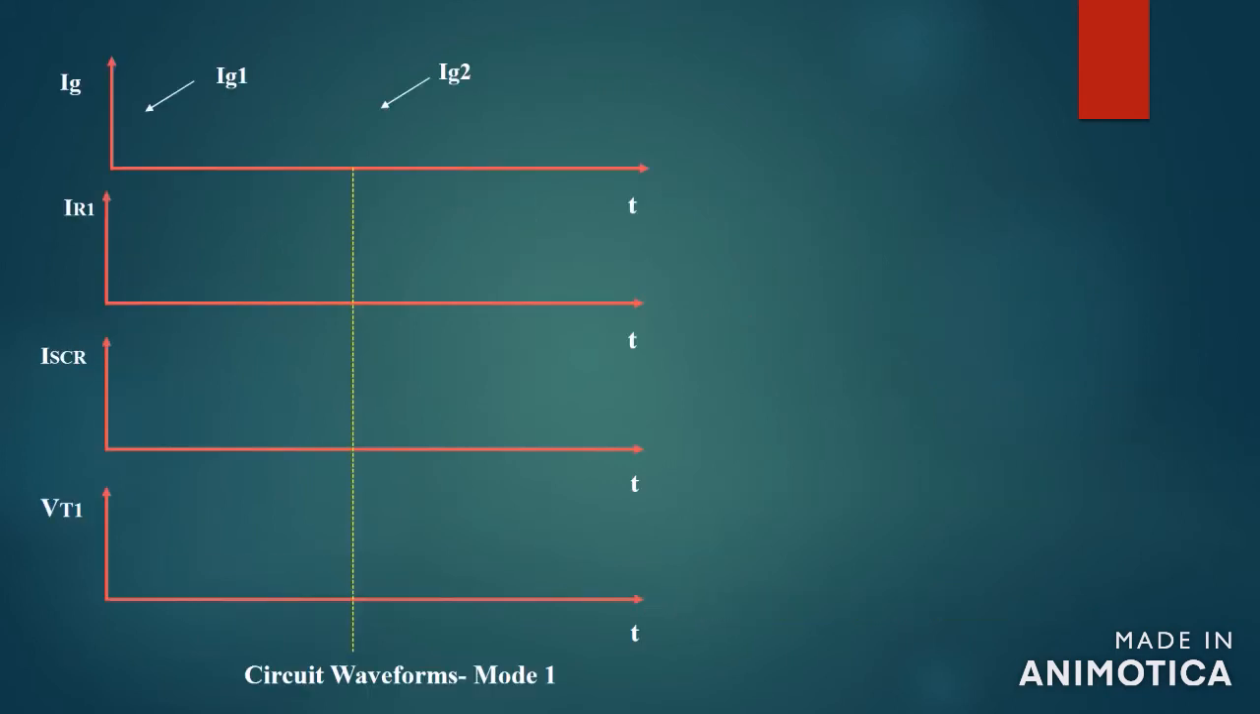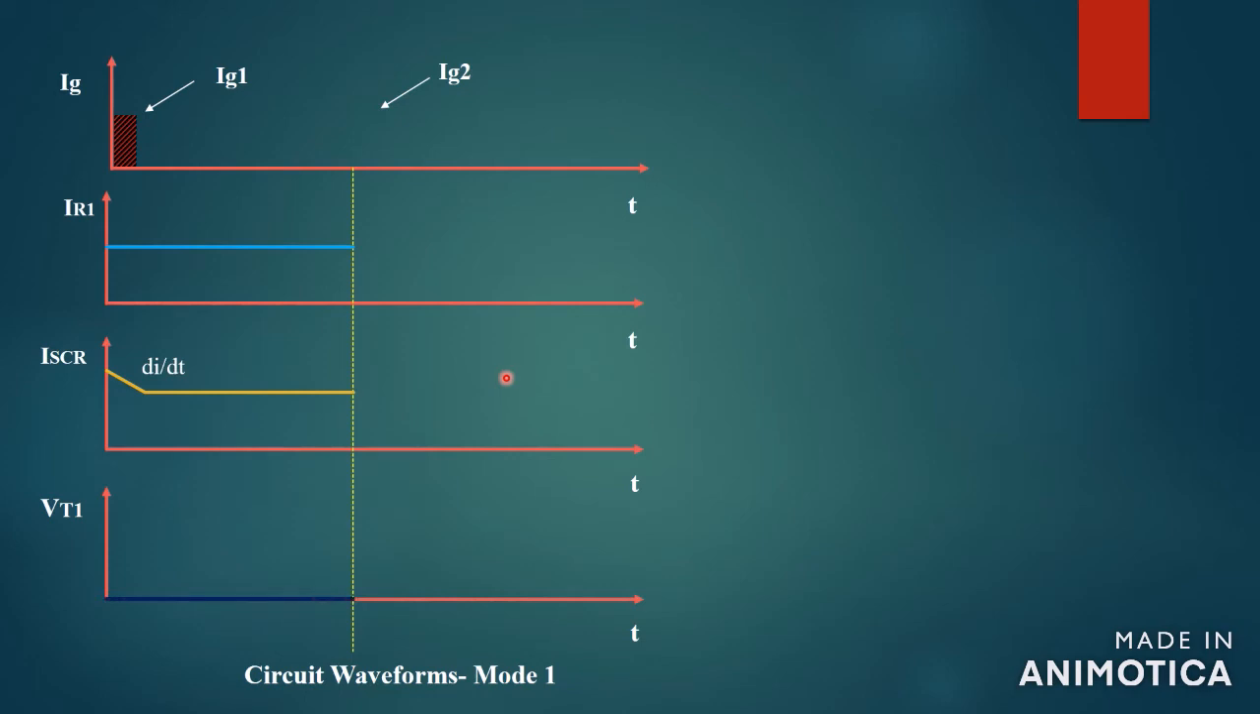So this is a waveform. Once we apply a gate pulse to the thyristor T1, so this is a gate pulse applied to the thyristor T1. So two currents will start flowing. One is a load current, another one is a charging current. So this IR1 is the load current. ISCR is the current flowing through the conducting thyristor T1, and VT1 is the voltage across the conducting thyristor. So this is the load current. So this is the current flowing through the thyristor, and this is the voltage.